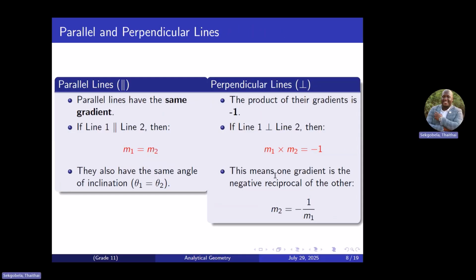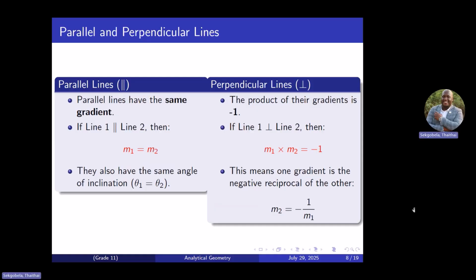Now, we go to the parallel or the perpendicular lines. What are we saying about if two lines are parallel? We know that they have the same gradient, meaning that the gradient of the line on this side and the line on the other side will be equal to each other. They also have the same angle of inclination. So you must always remember that.